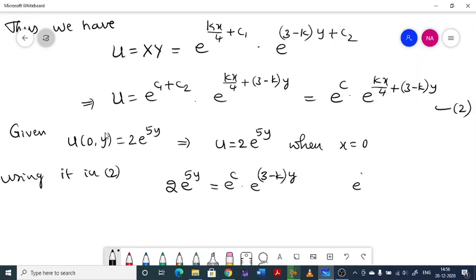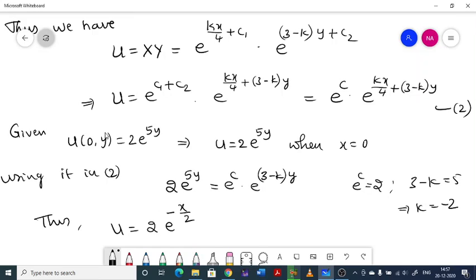So e power c is 2, constant is 2, 3 minus k equal to 5, so that implies k equal to minus 2. So we get k equal to minus 2. Thus we have u equal to 2 into e power minus 2 by 4, that is minus 1 by 2, minus x by 2 plus 5y. This is the required solution.